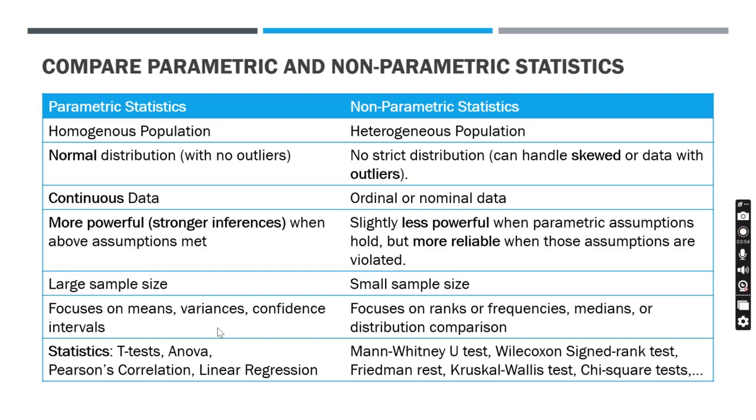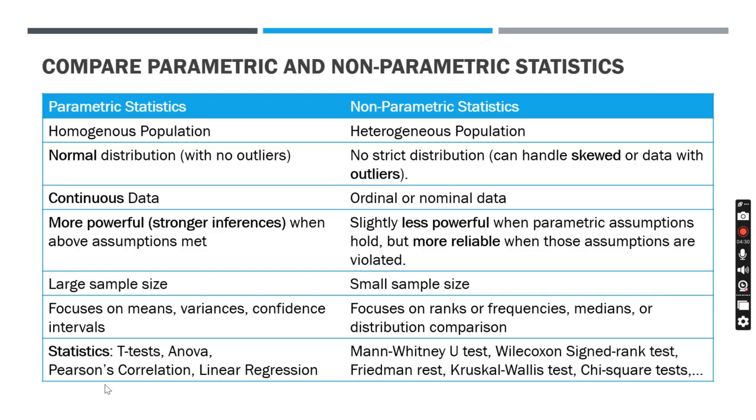And for parametric statistics, we usually focus on means, variance, and confidence intervals. The mean is the average value. For variances, I'm not sure about that. Non-parametric statistics focus on ranks or frequencies. When we say frequency, that means how many times a value is repeated. When you talk about the median, it is the value in the middle. So there are different types of statistics for each.